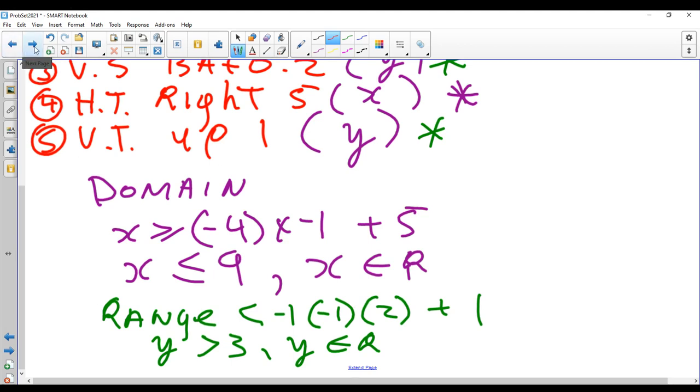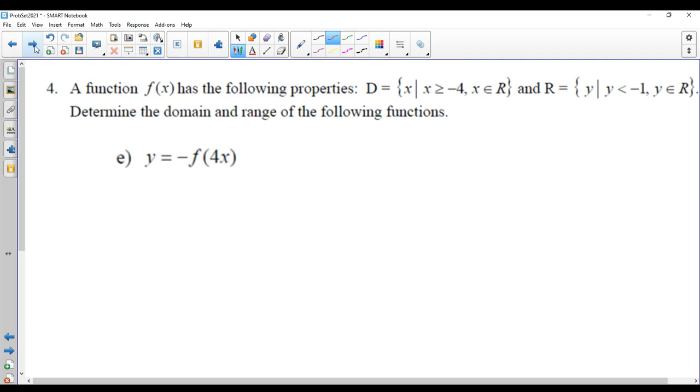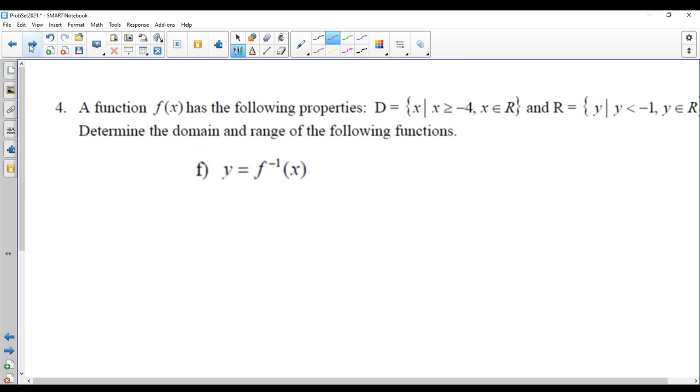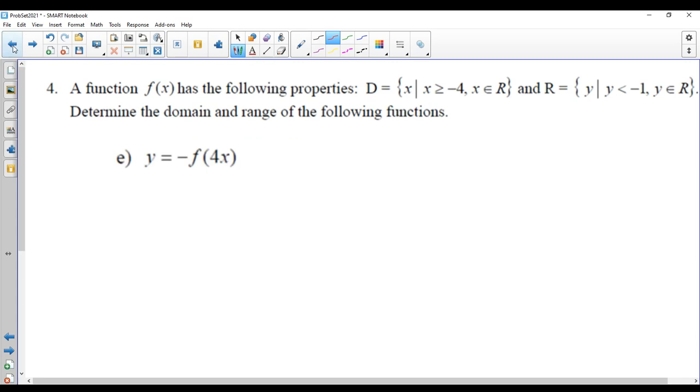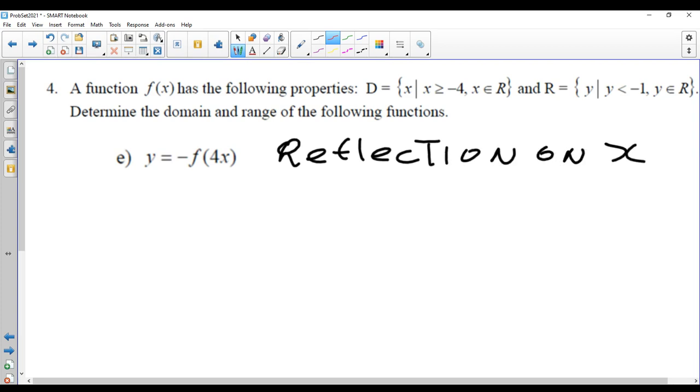Okay. I think there's another one. Let's see. There's 2 more. Okay. There are 2 more. Reflection on the X? Yes, good. So reflection on X. What else?